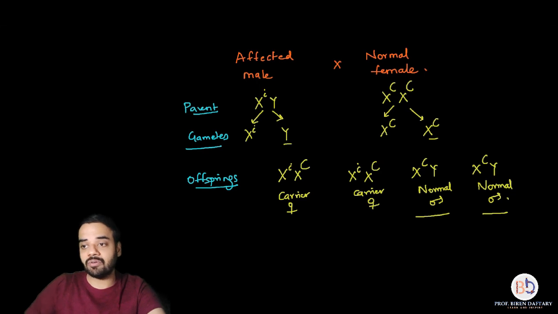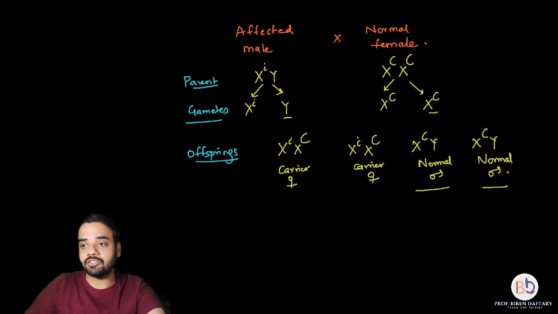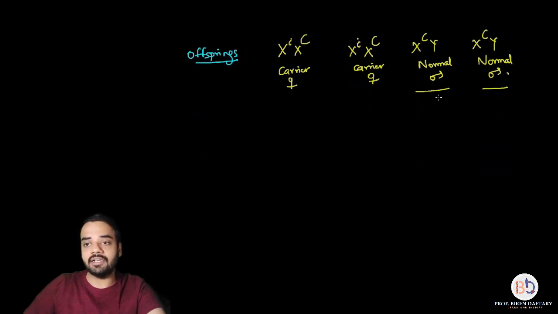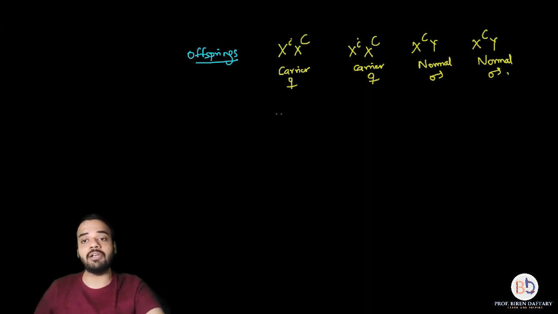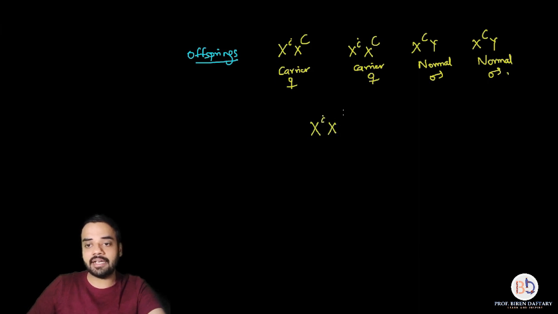I don't know if all of you are understanding what I'm trying to say. So I'll just scroll this downwards. Now just take the example of both these daughters being carriers. Let us cross one of these daughters with a normal male. So the cross will become X small c, X capital C, and we'll cross it with X capital C Y, right? This is the carrier female and this is the normal male.